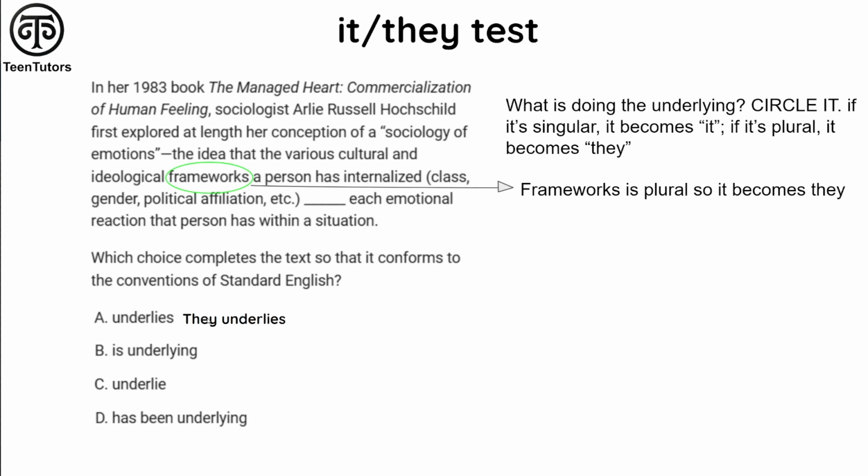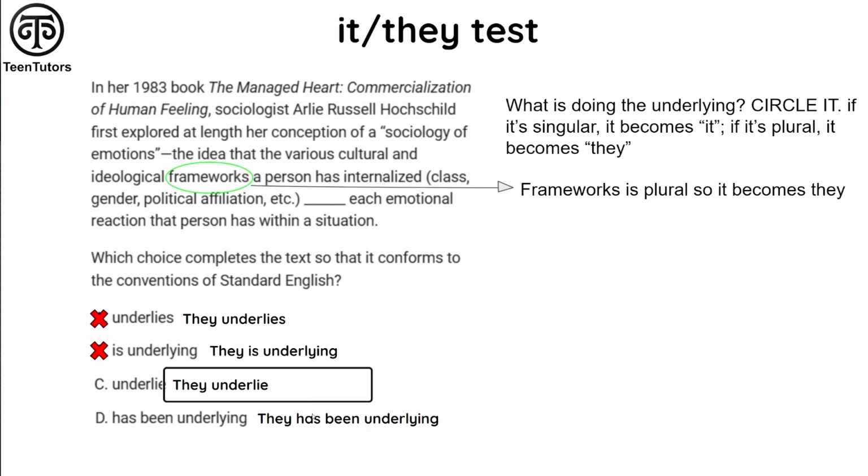So we say, okay, they underlies. Does that make sense? For me to say they underlies. And the answer is no, right? So that's wrong. And then we say, okay, they is underlying, right? They is underlying. We say, okay, does that work? And the answer there is again, no, right? And so then we say they underlie. And we ask ourselves, okay, does that work? They underlie? I would say that, right? So I would leave that.